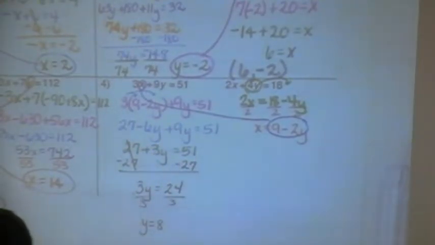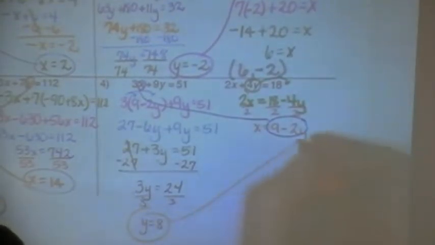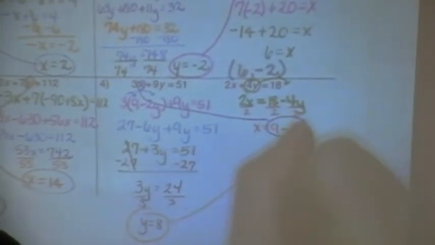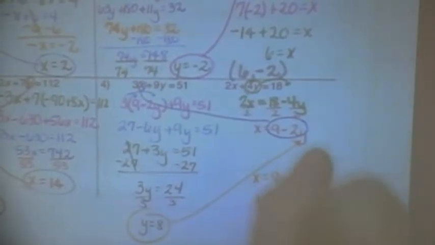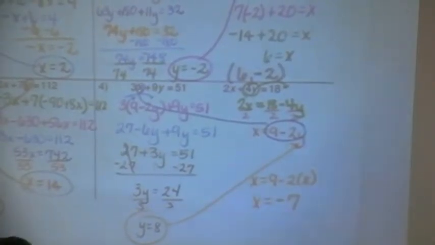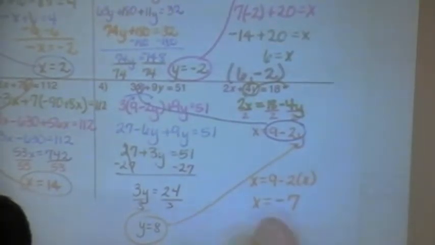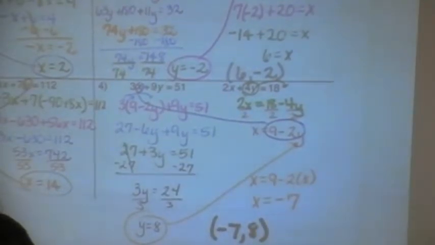We got y equals 8. Take that. That's only half the answer. So I get the ordered pair negative 17. Everybody okay? Alright.